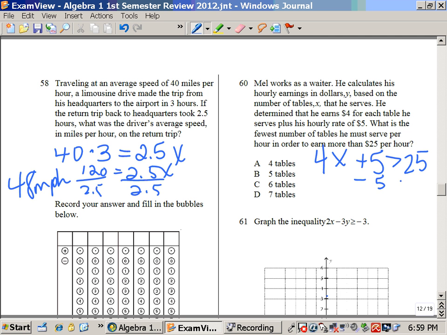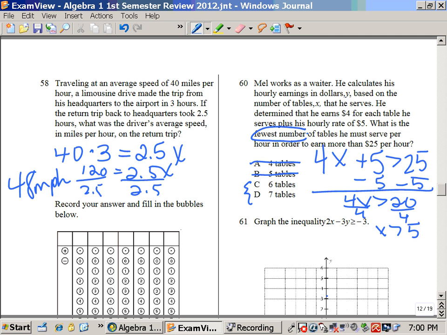I need to subtract 5 from each side. 4x is greater than 20. Divide by 4, and x is greater than 5. 4 is not greater than 5. 5 is not greater than 5. So we have C and D that are both greater than 5. Reading the question more carefully, it does say what is the fewest number of tables, so the correct answer is going to be 6.